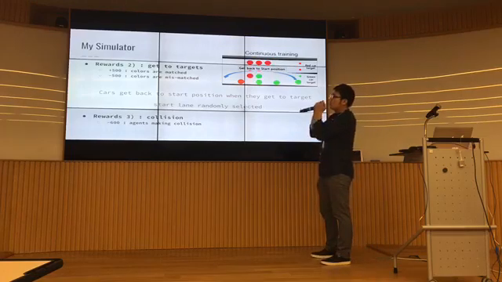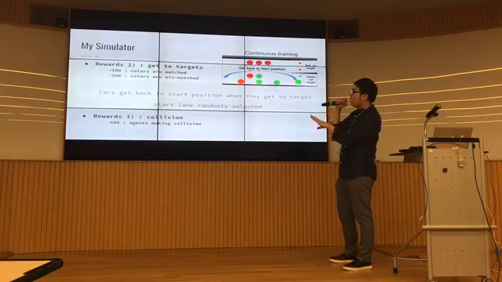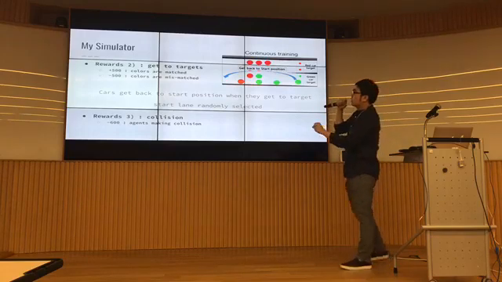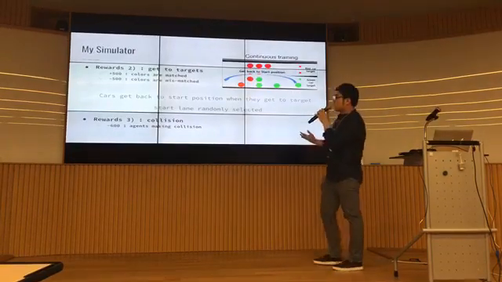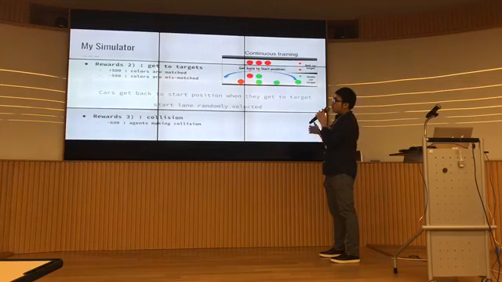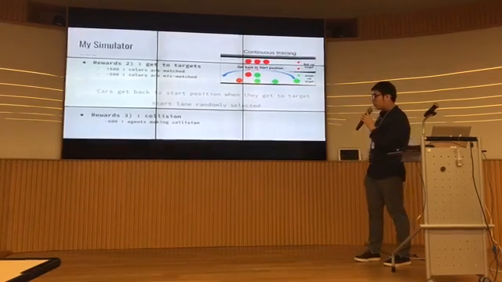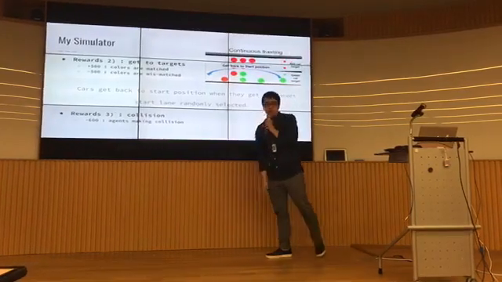Reward 2 is for when the agent gets to the target. I put 500 when the color of the agent and the target color match, and when the colors mismatch, I put minus 500. I also include a get-back-to-start-position function, so I can train continuously. And in case of collision, I put minus 600.